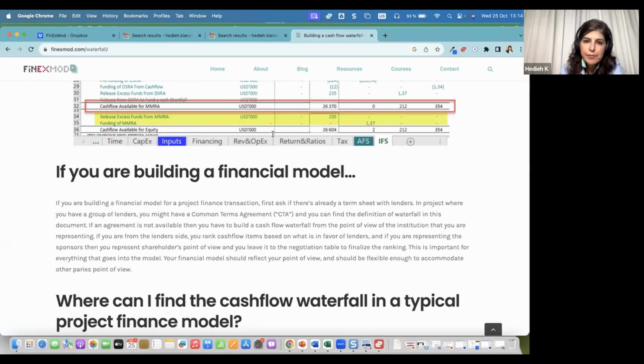Thank you, Hedieh. Marcelo is saying thank you as well. Question from Mridu, sorry if I'm not pronouncing the name correctly: do lenders allow including DSRA and MMRA in project costs?